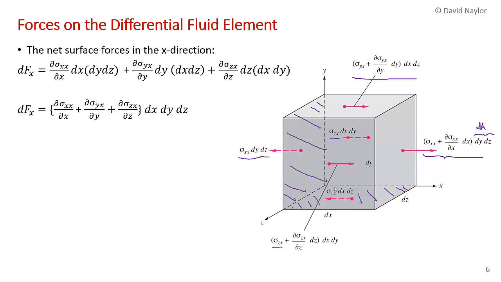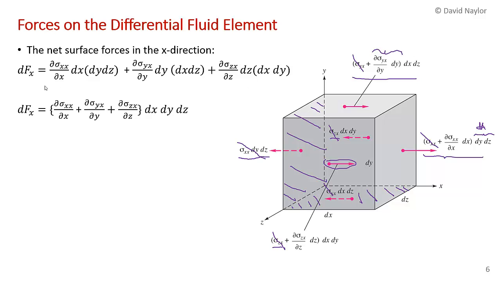And then again, a Taylor series to get the shear stress here. It's ∂σzx/∂z dz, and then times the face area dx times dy. Now you'll notice that when you're looking for the net force in the x direction, this shear stress cancels with this, right? And this cancels with, make sure I get it right, that one, and this one cancels with that one. So you're only left with these Taylor series expansion terms.